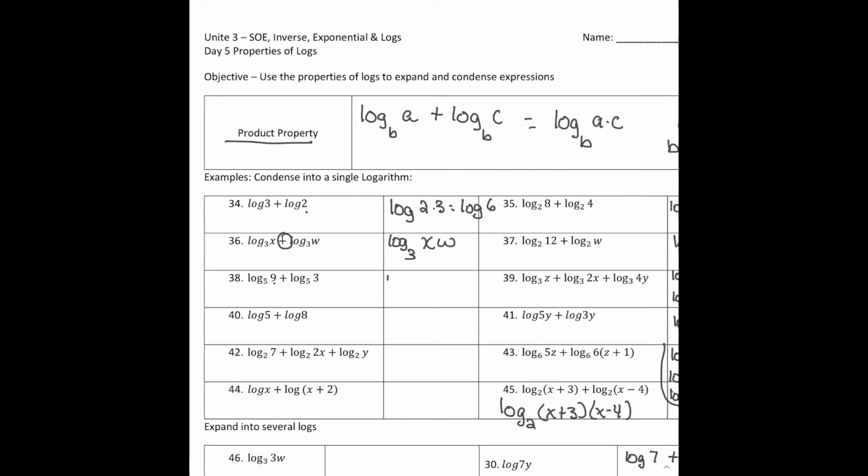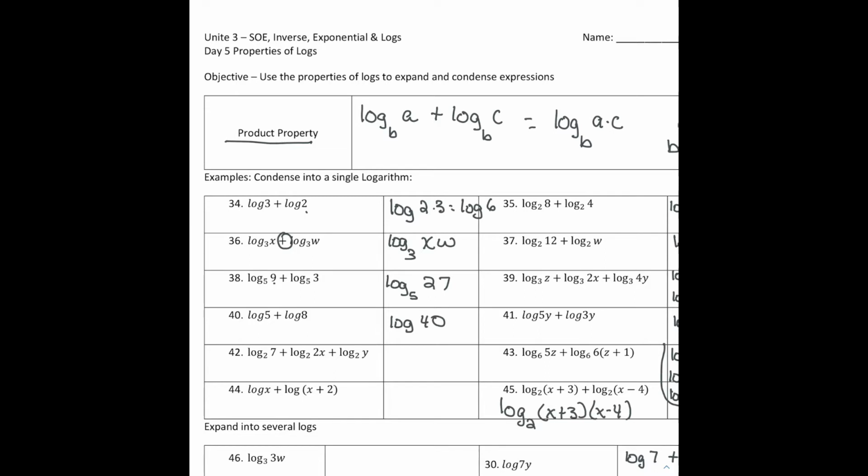38 would be log 5, 9 times 3, 27. Again, this is common log because it doesn't have a base. It has the understood base of 10. So this would be log base 10, or common log, of 5 times 8, 40.